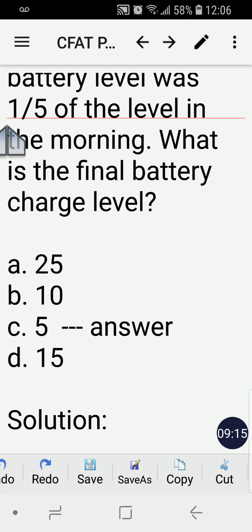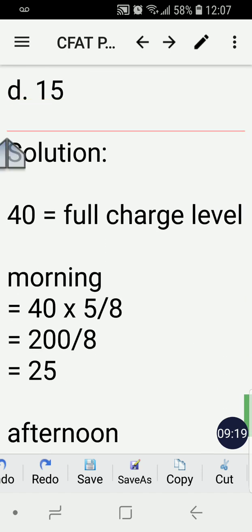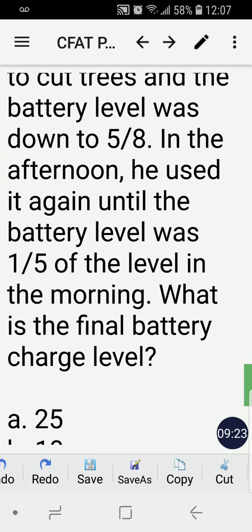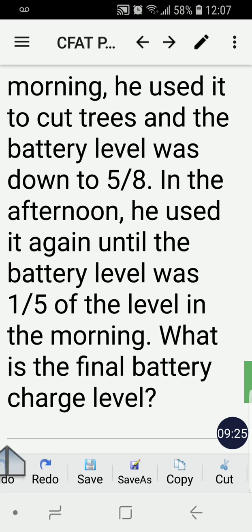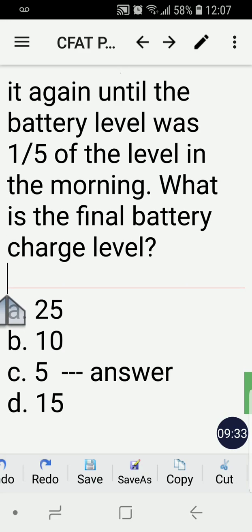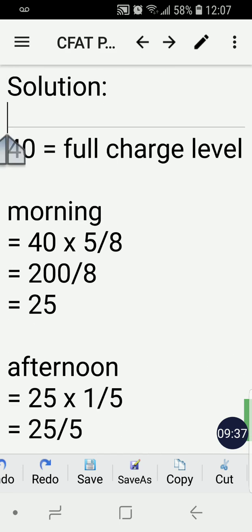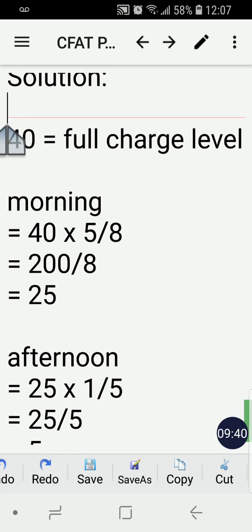Okay, so we get the solution here. We were given a full charge level of 40. And then we were given in the morning, he got down the level to 5/8. And then in the afternoon, he got down the level to 1/5 of the level in the morning. So we start first by calculating the level in the morning after he used it.